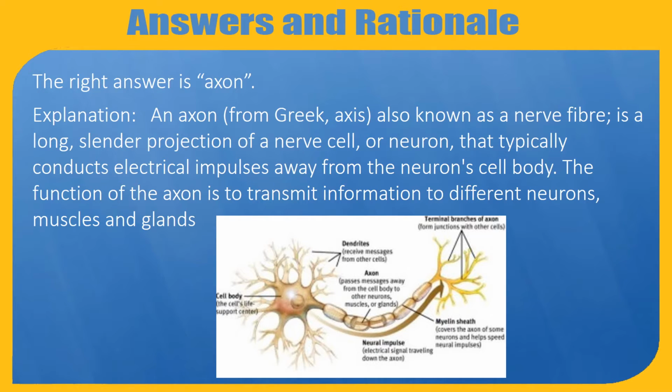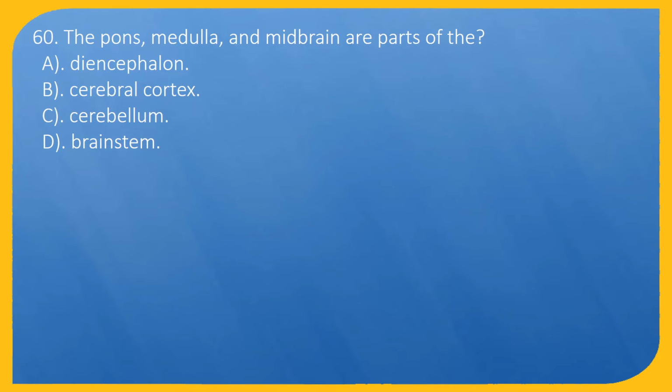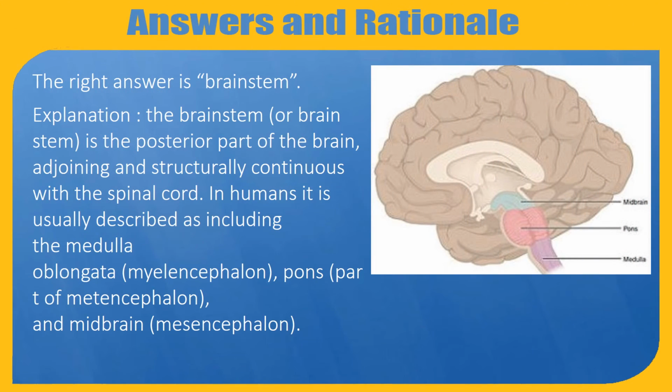The function of the axon is to transmit information to different neurons, muscles and glands. Question 60. The pons, medulla, and midbrain are parts of the A. Diencephalon. B. Cerebral cortex. C. Cerebellum. D. Brainstem. The right answer is brainstem.